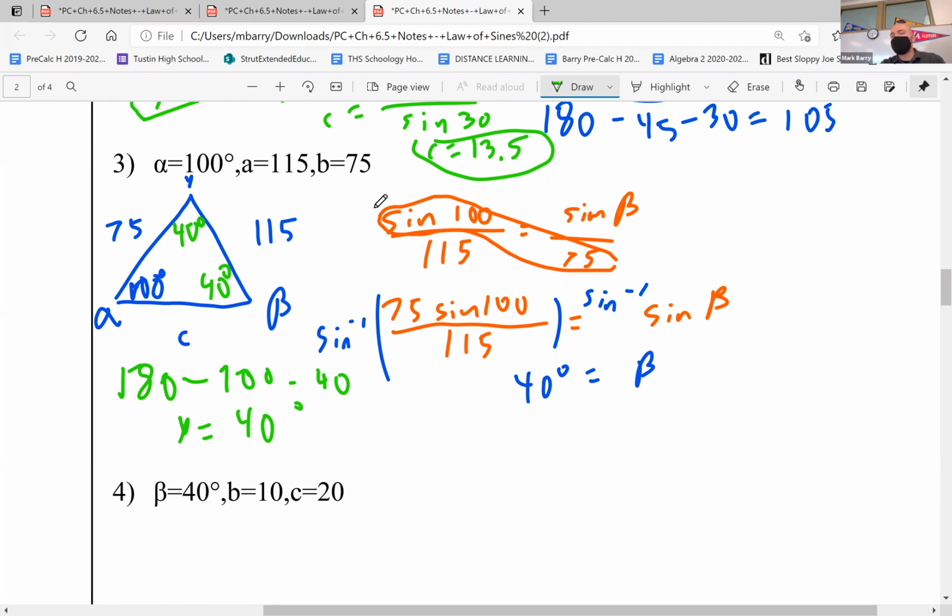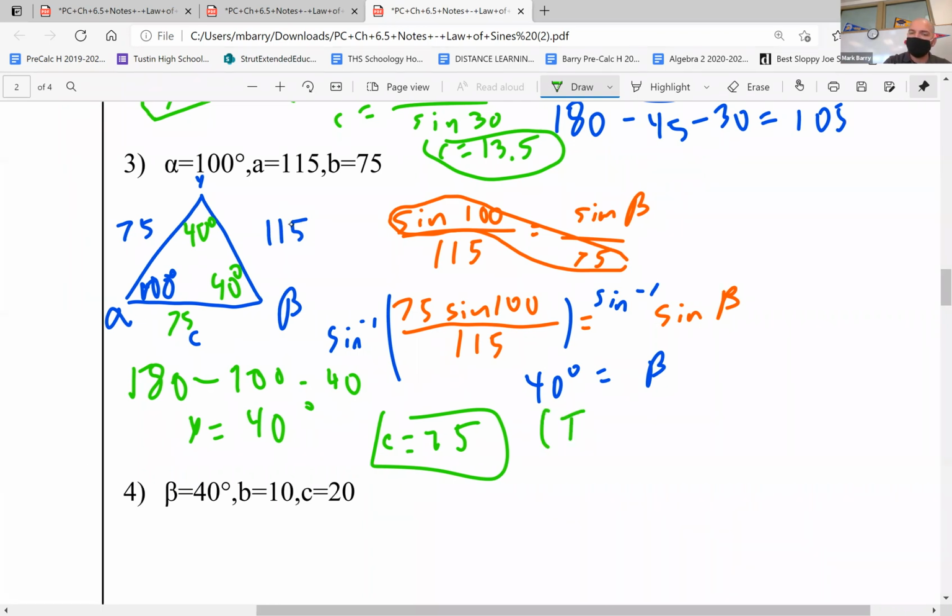So now to find side C, I could use law of sines, or I could do this. I could just say C equals 75 and be done with it. How about that? Without using law of sines. How did I know that C was 75? Well, I actually, based on my last calculation, realized that this was an isosceles triangle.